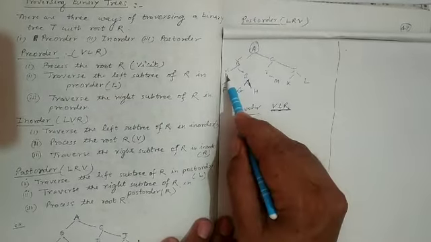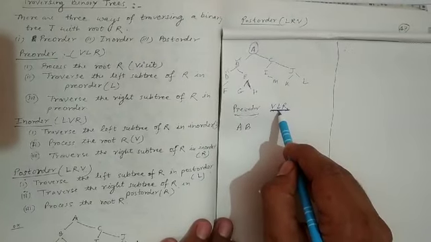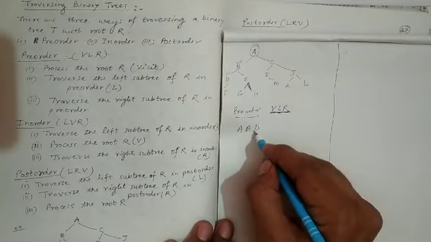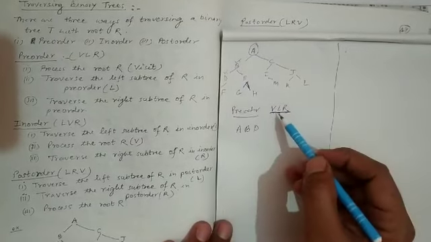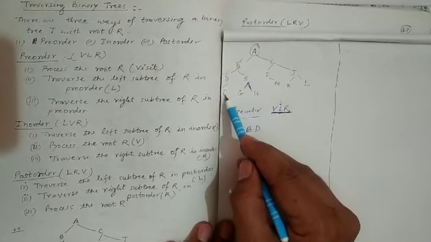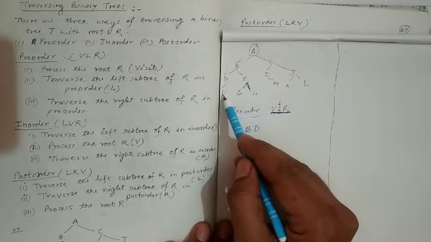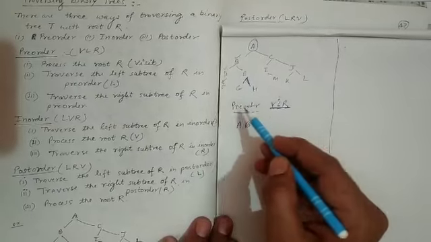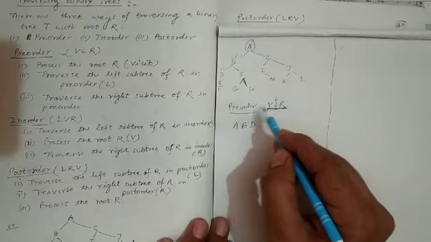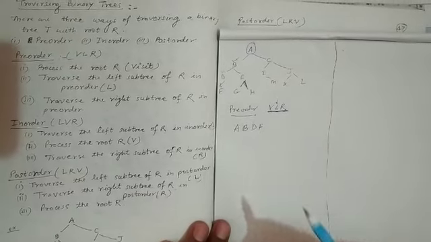Now on D, again VLR will be called. VLR says that first visit the node. So D will be visited first. Now again the second part says move left. So left of D is what? F. So it will move to the left, to F. Again for F, VLR will be called, and VLR says that first visit the node. So F will be visited.